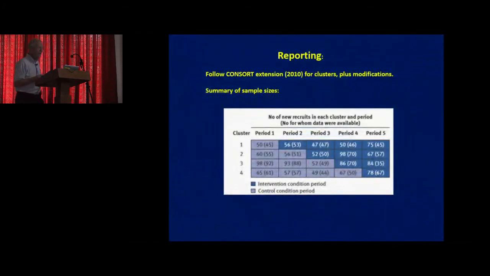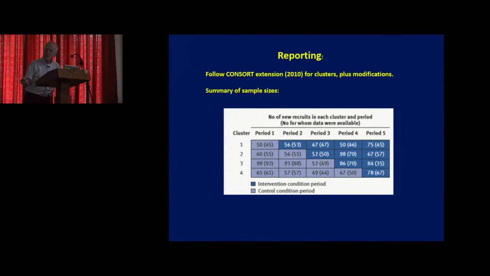There are some guidelines for reporting these studies. You know about CONSORT. Maybe you don't know about CONSORT. CONSORT is a set of guidelines for how to actually publish and report on clinical trials in general. And there have been a number of extensions to those guidelines for specific types of study. And this is the one that came out in 2010 for clusters. And the modifications are as proposed by this group headed by Hemming.